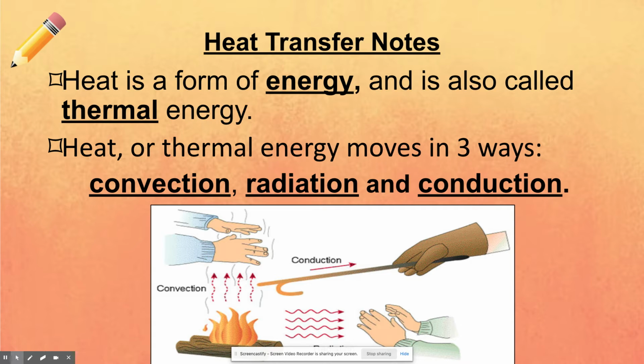So heat is a form of energy, and it's also called thermal energy. So something that has more thermal energy has more heat energy. So fill in the blank energy and thermal. And then heat or thermal energy moves in 3 ways. So convection, that's what we talked about last week, radiation, and conduction.